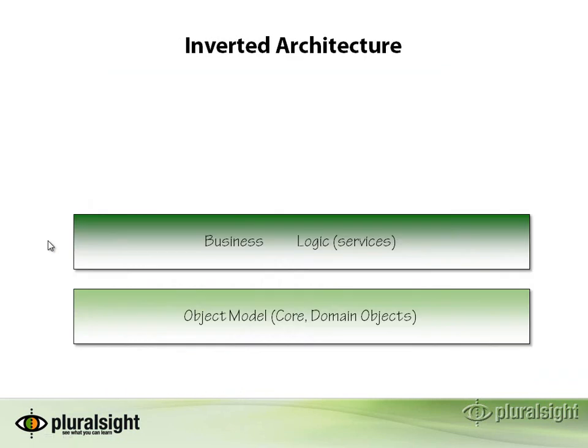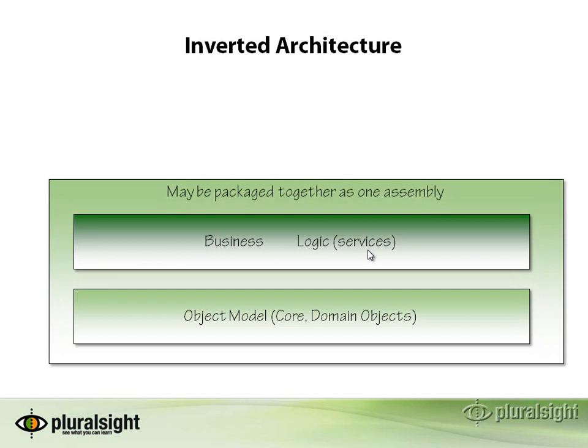We can invert this architecture so that the thing that sits at the bottom of our dependency structure is instead the object model, the core, the domain objects, as well as perhaps our business logic and services. These can be packaged together as a single assembly or separately if you prefer. It's also important to note that any of the dependencies that these have are represented by interfaces at this layer.